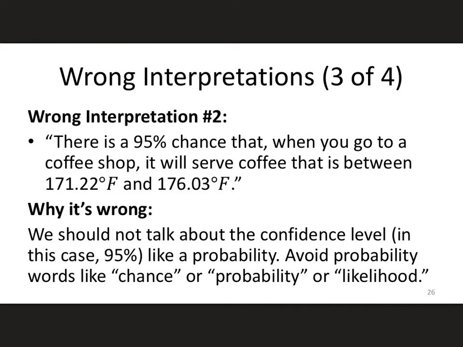The second interpretation said there is a 95% chance that when you go to a coffee shop it will serve coffee that is between 171.22 degrees Fahrenheit and 176.03 degrees Fahrenheit. Why is this one wrong? Because we should not talk about the confidence level, in this case 95%, like a probability. So you want to make sure that you avoid probability words like chance or probability or likelihood.